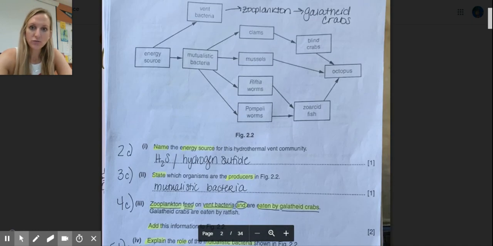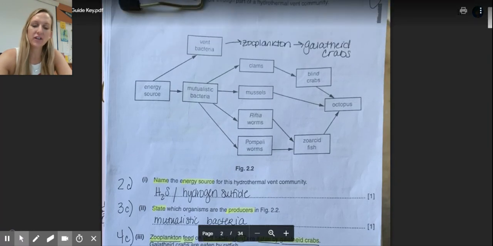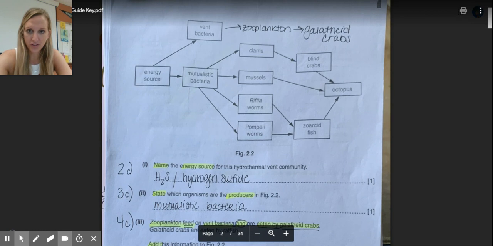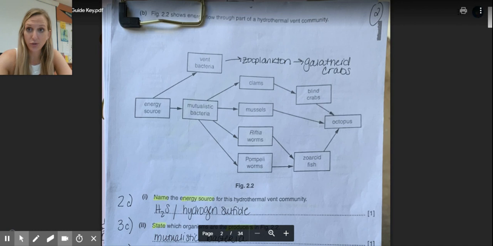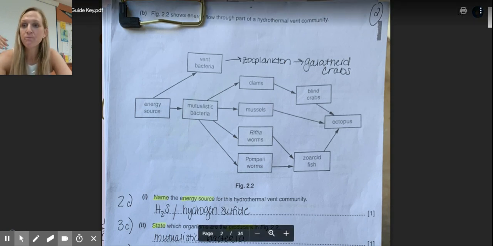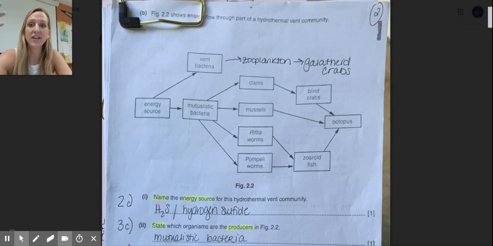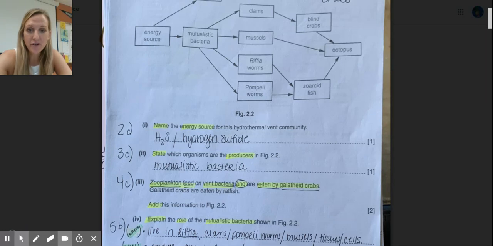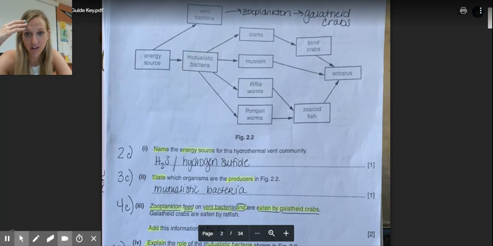2, what's the energy source for this hydrothermal vent community? It's always hydrogen sulfide, H2S. 3, which organisms are the producers? Well, they're the ones taking in your energy source, your hydrogen sulfide energy source. The things taking in an energy source, if this said sunlight, and you never put sunlight on a food web, but if this was sunlight, you would know that your photosynthesizers were the ones taking in sunlight. So the producers are going to be the ones that are taking in from the energy source, which is hydrogen sulfide. So it's going to be mutualistic bacteria, also vent bacteria.